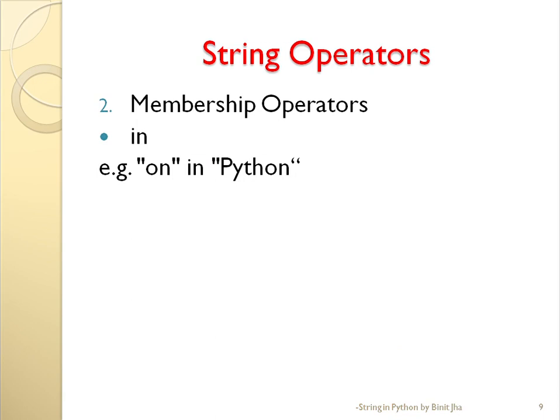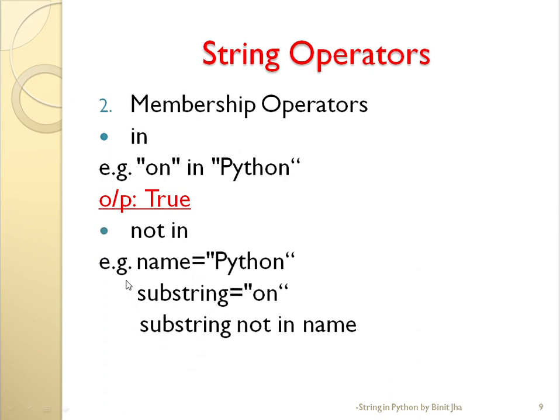Next one is the membership operator. What we want to do is find whether the string on exists in the string Python or not. So the output that we will get is true. Next one is not in. What we are trying to do is the same thing in some other way. We have a variable name with the value Python, then we have a substring that contains the value on.